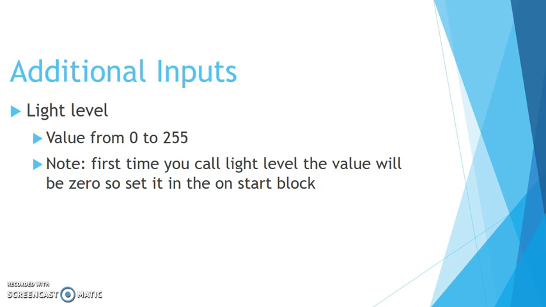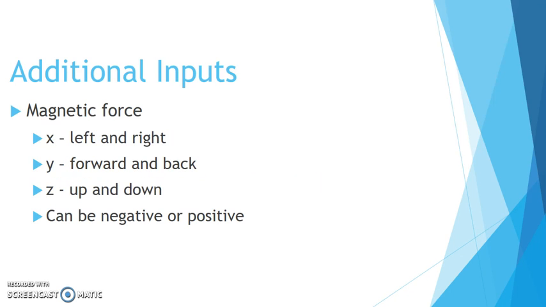So that's kind of setting it up. And then the next time you check it, it will give you the true light value. So that's just something you need to be a little bit conscious of with the light value. So as I said, I would actually set that in the on start block and then use it somewhere else.